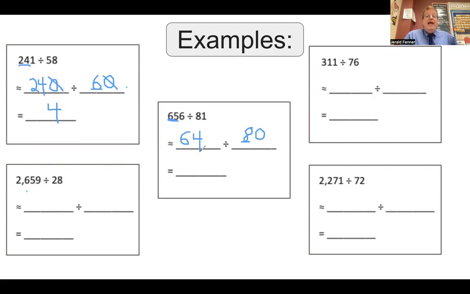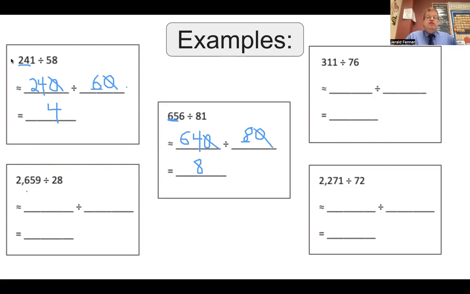Now, why am I not just simply rounding these numbers? Because it won't work. You can't do that. Not with division. Division is a different animal. So 656 is pretty close to 640. Once again, we cross off the zeros. And 64 divided by 8 is 8.